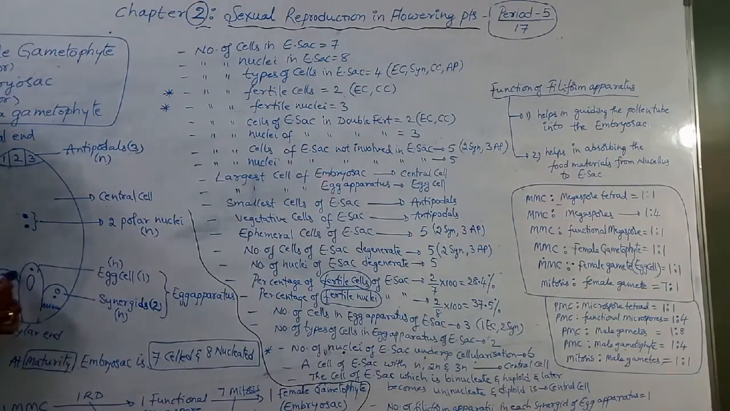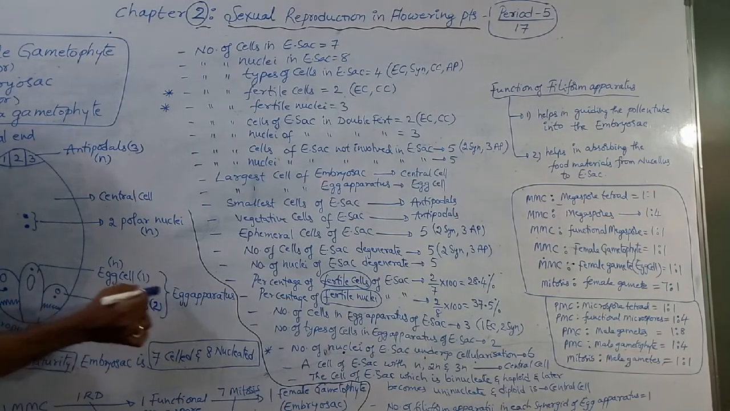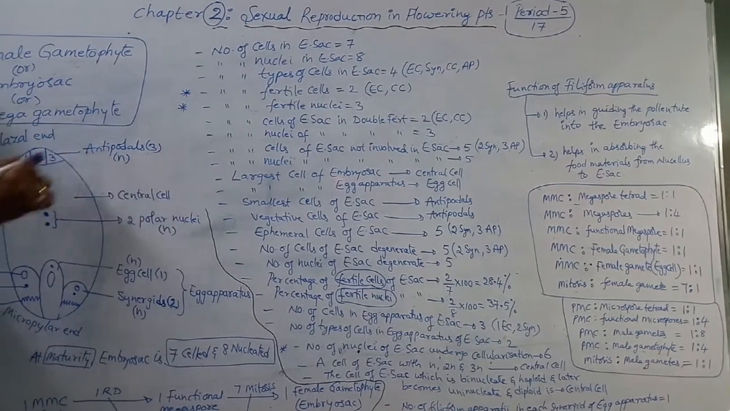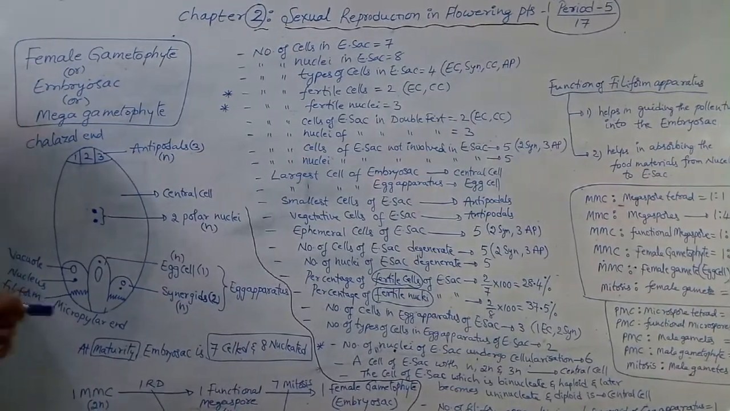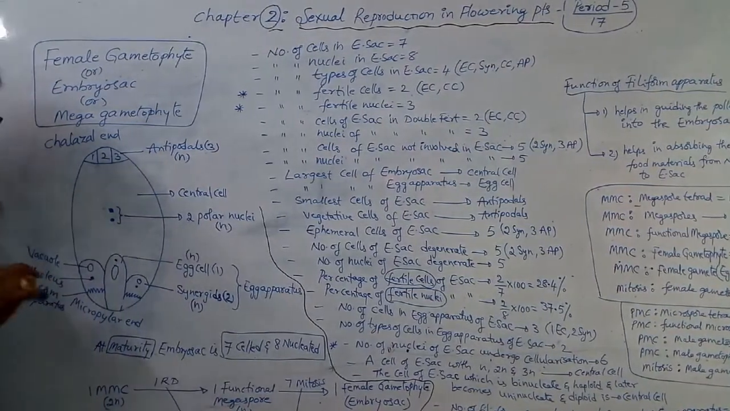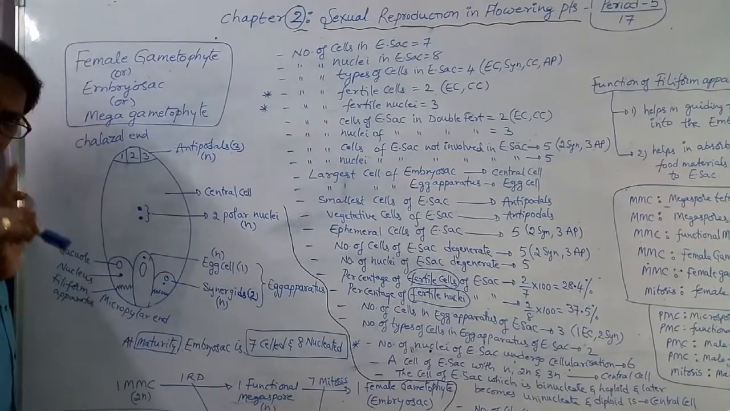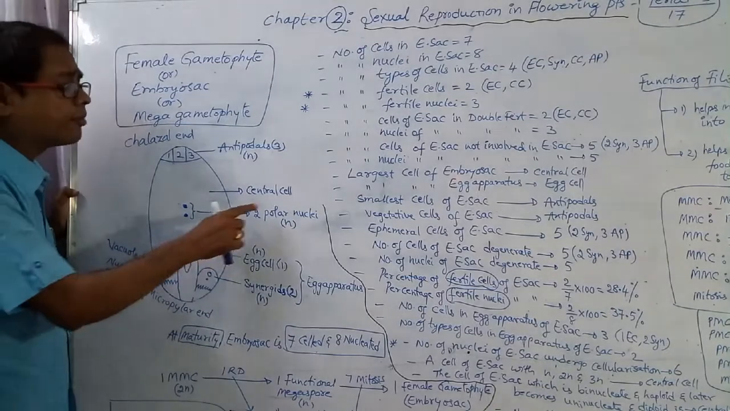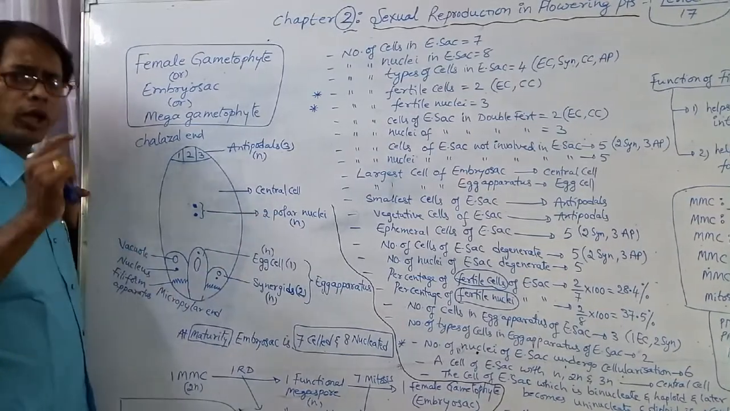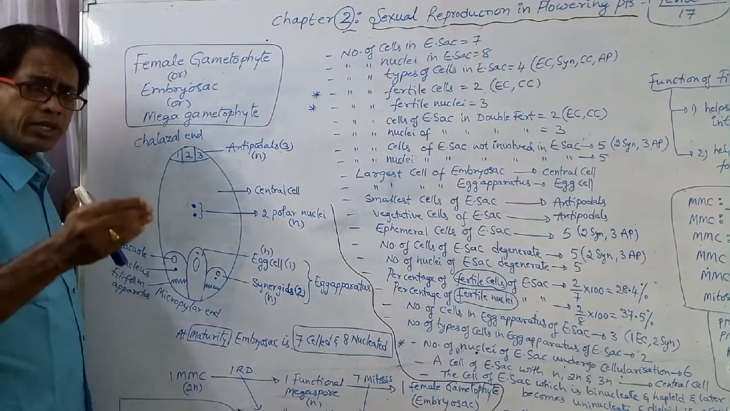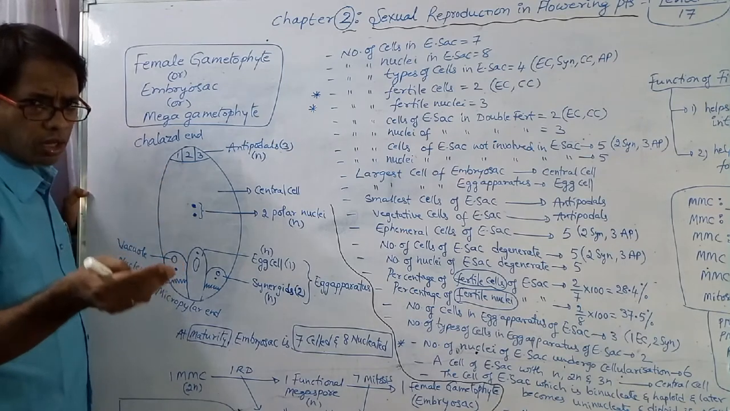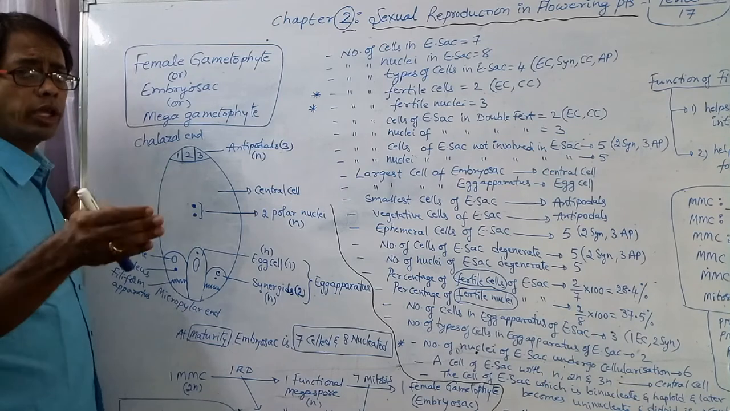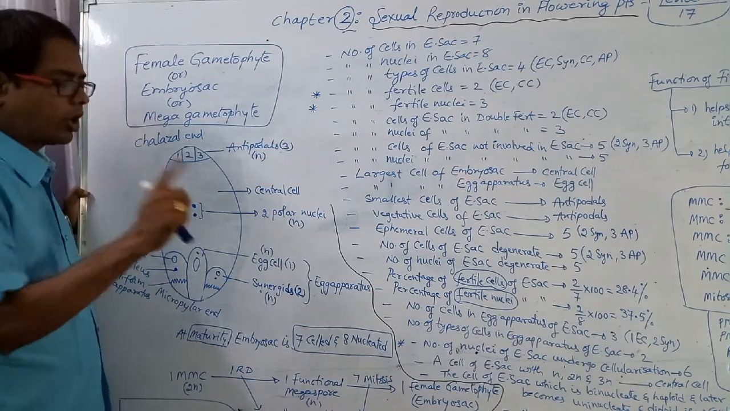The three cells at the micropylar end are called the egg apparatus. The three cells at the chalazal end are called antipodals. The ploidy of the egg cell is haploid. Ploidy of synergid, haploid. Ploidy of antipodals, haploid. Ploidy of polar nuclei, haploid. Whether we say polar nucleus or polar nuclei, the ploidy is haploid.